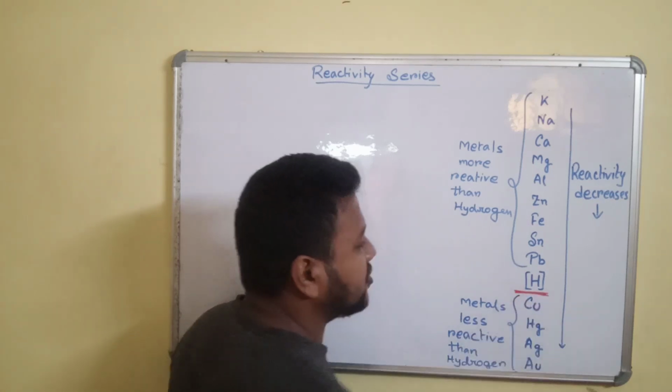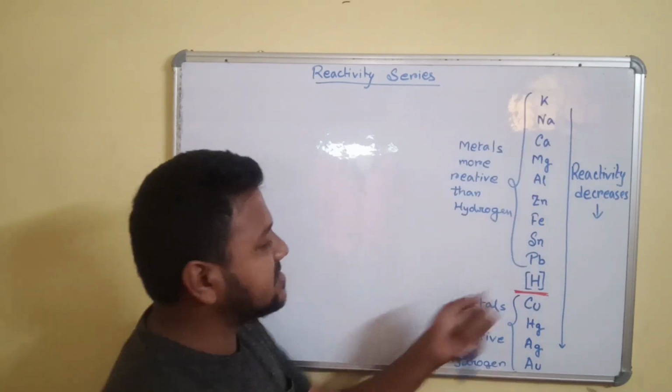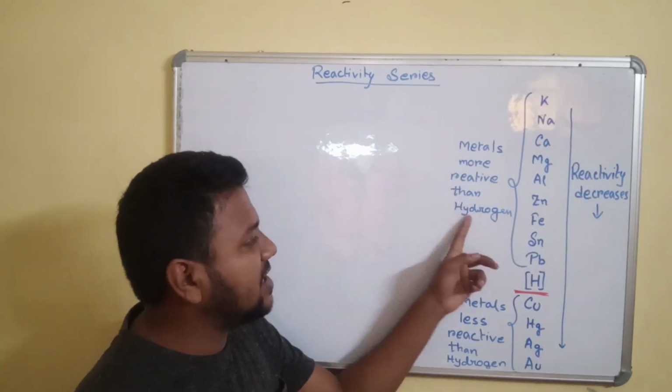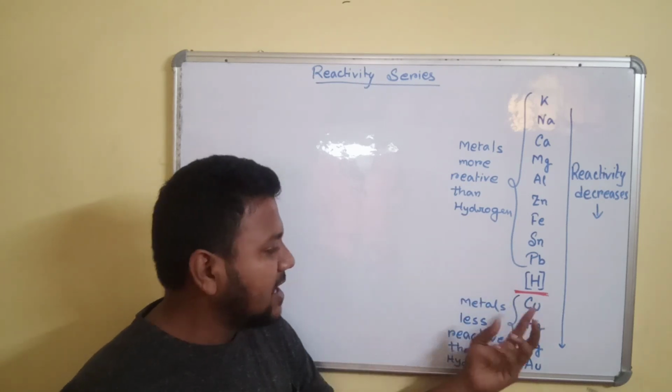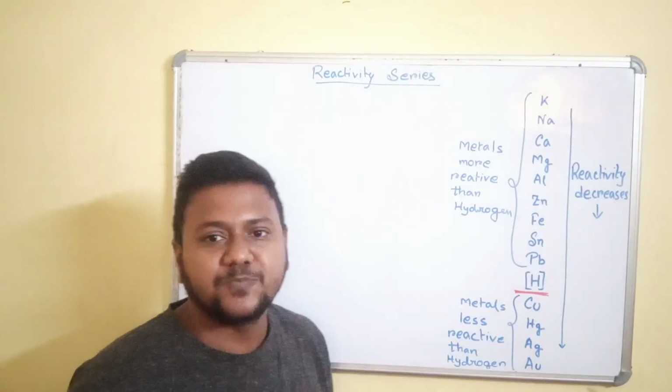Here we see the element hydrogen. The metals that are present above hydrogen are more reactive than hydrogen, and the metals that are below hydrogen are less reactive than hydrogen.